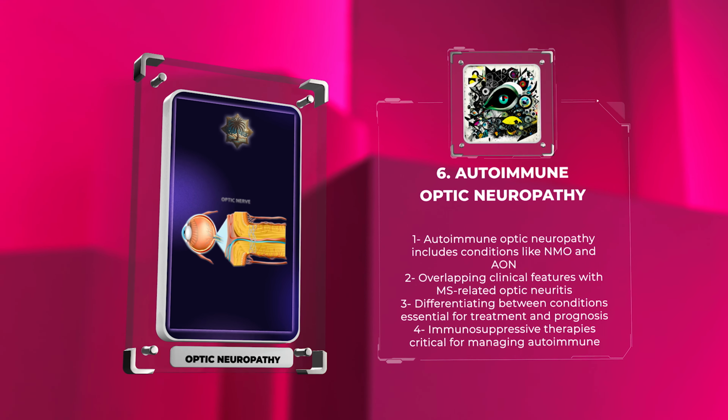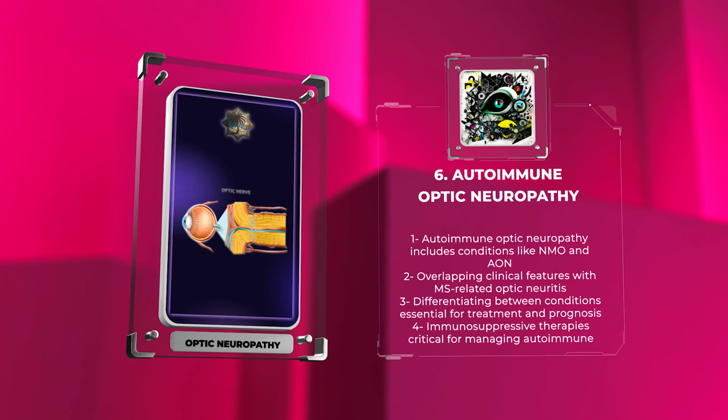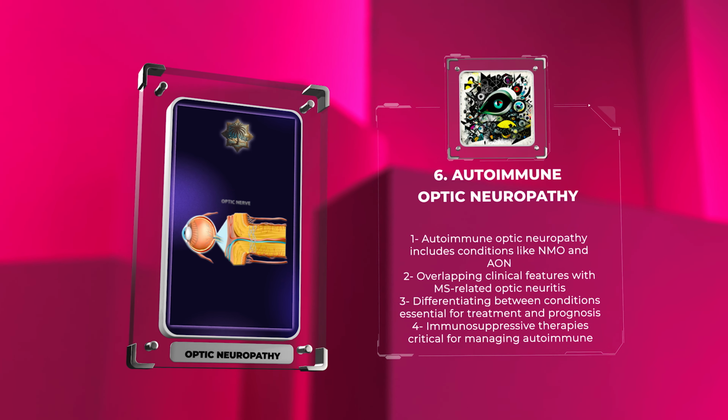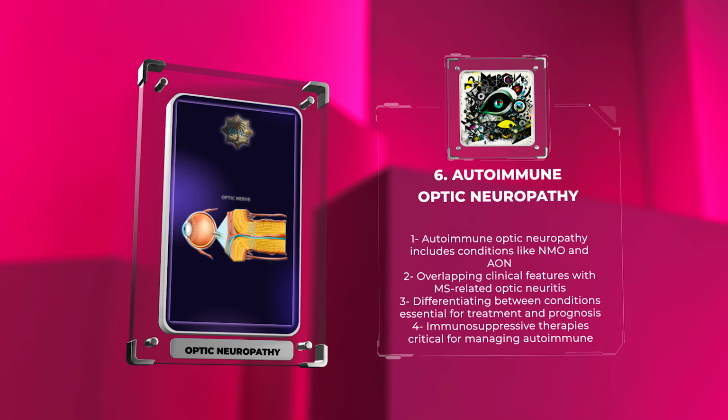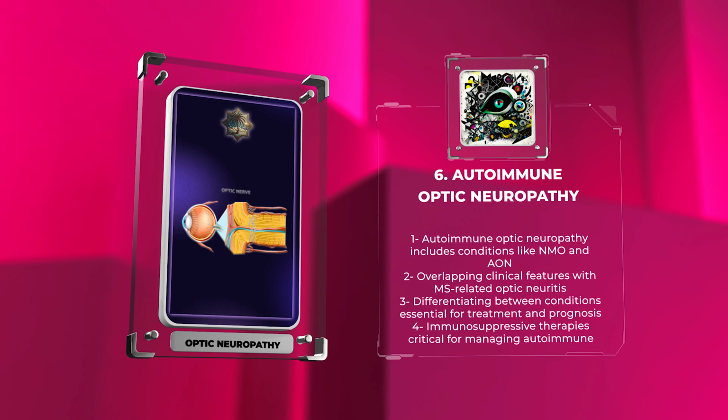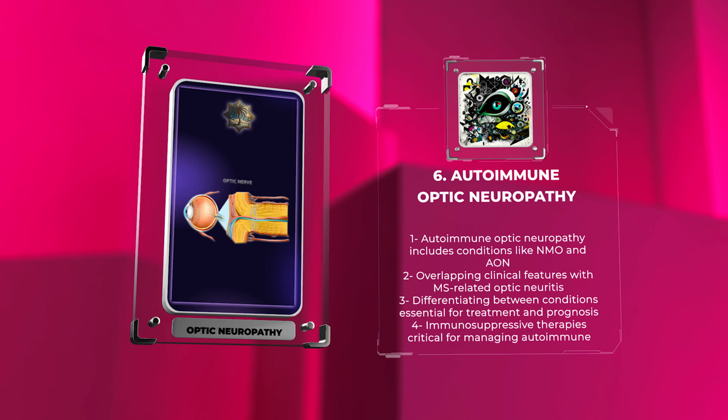In addition to optic neuritis associated with multiple sclerosis, autoimmune optic neuropathy encompasses a broader spectrum of inflammatory optic nerve disorders. Conditions like neuromyelitis optica, NMO, and autoimmune optic neuropathy, AON, share overlapping clinical features with MS-related optic neuritis, including acute vision loss, pain, and characteristic visual field defects. Differentiating between these conditions is essential, as treatment strategies and long-term prognosis may differ significantly.